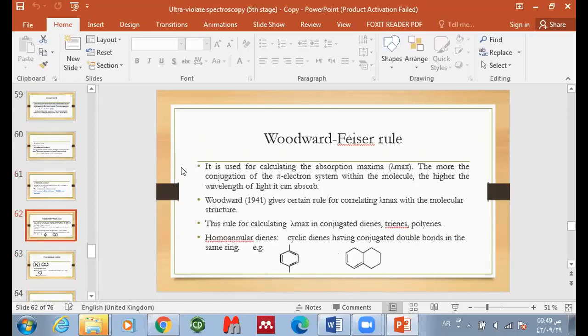So we have the Woodward-Fieser rule. This scientist studied, or put, a certain rule for correlating lambda max, or maximum absorption, with the molecular structure of dienes.